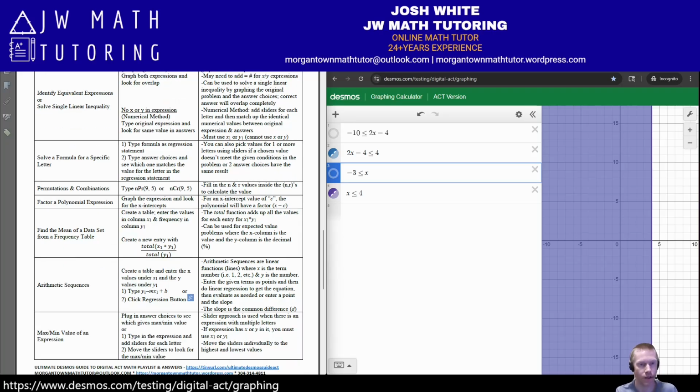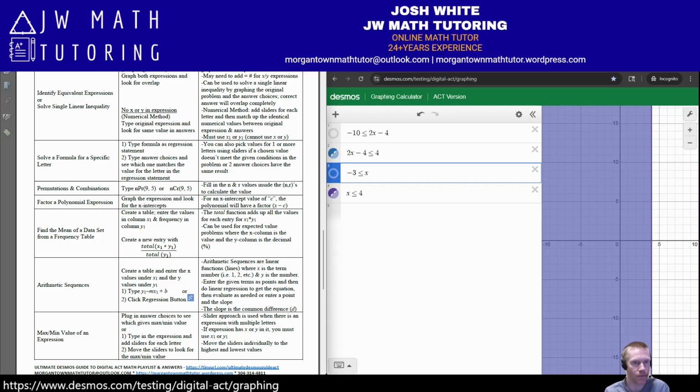Let's talk about solving formulas. There are actually multiple ways that you can solve a formula, but the method that I've settled on, what I think is the quickest and easiest and simplest, is to take the formula and type it as a regression statement, meaning you take the thing that you're given but put a tilde in there, and for any x's or y's, you make them x1 and y1. Then you type the answer choices and see which one of the answers has the same numerical value as the original expression.